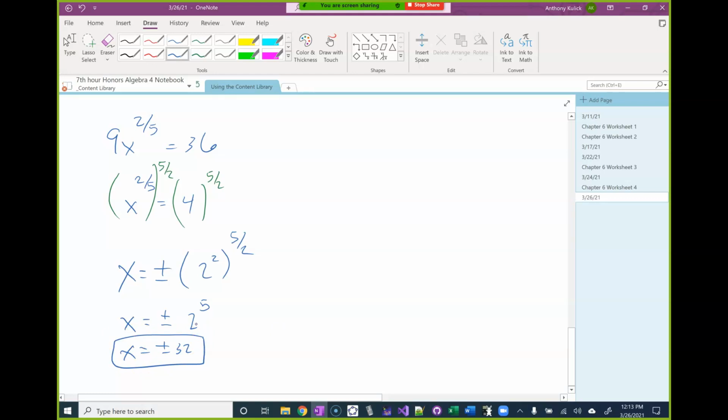And again, that's an odd root, right? Because the denominator. Why is it plus or minus? So when I did this to both sides, because the denominator is even, it's really like doing a square root or an even root. Okay. That's where the plus or minus comes from.